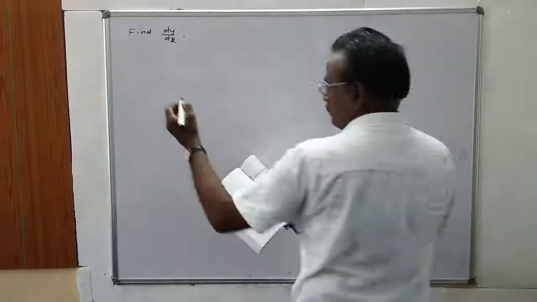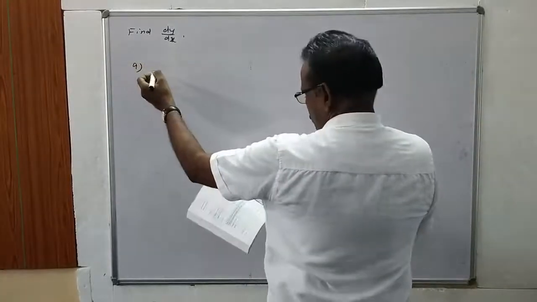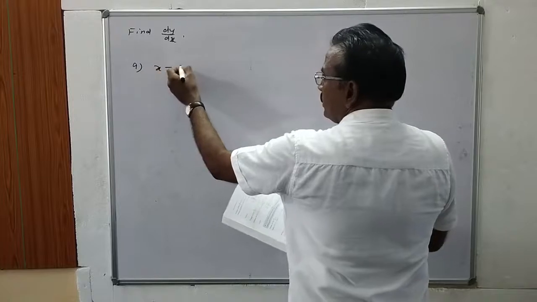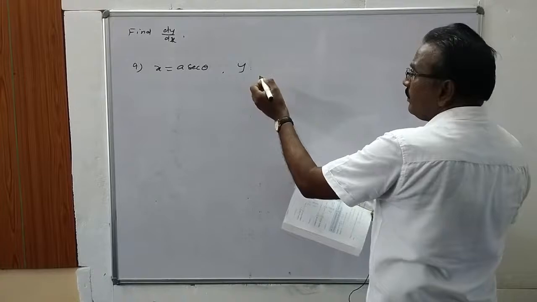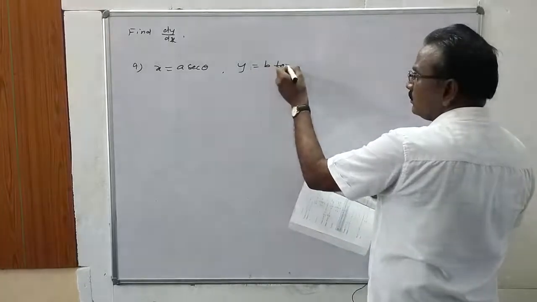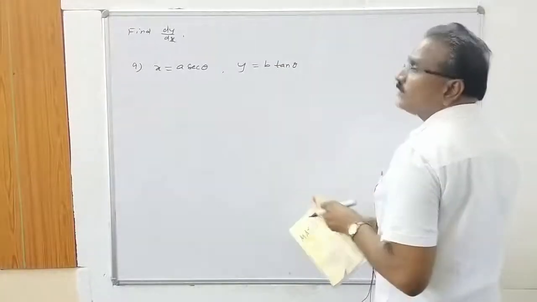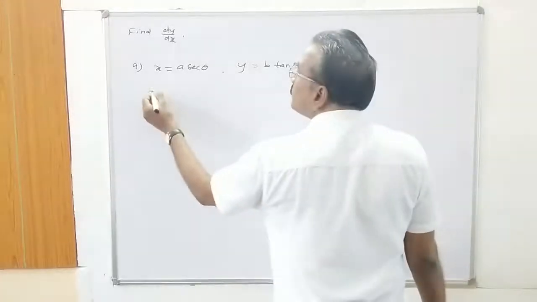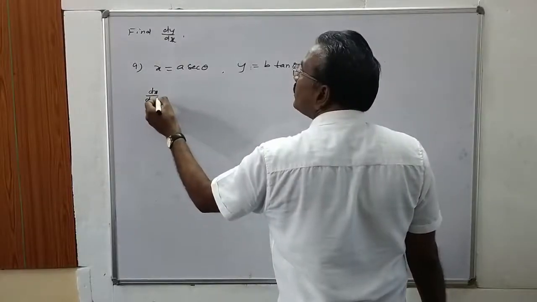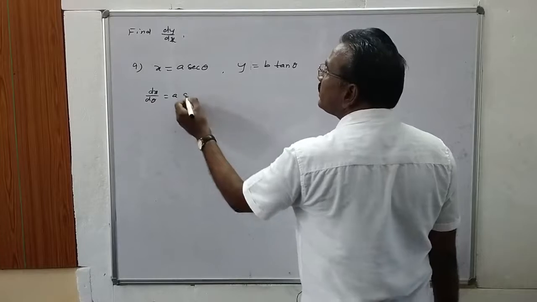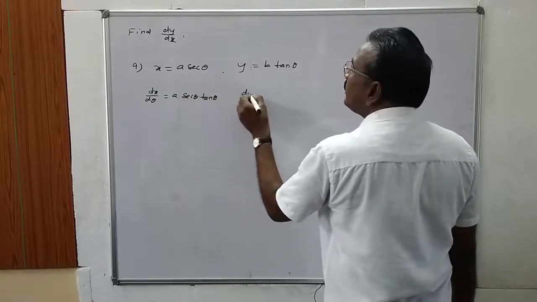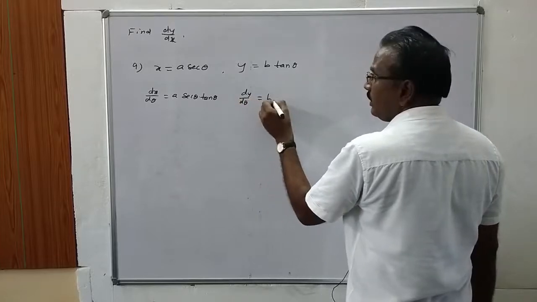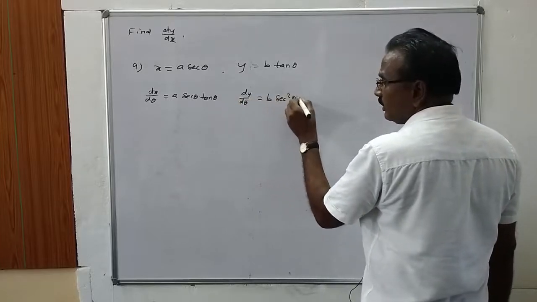Question number 9. x is equal to a secant theta, y is equal to b tan theta. So first find dx by d theta value. dx by d theta is equal to a into derivative of secant theta, which is secant theta into tan theta, and dy by d theta is b into derivative of tan theta, which is secant square theta.